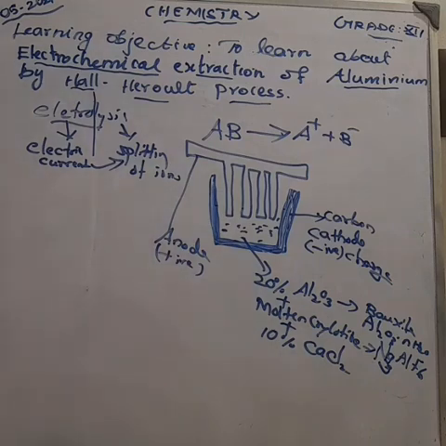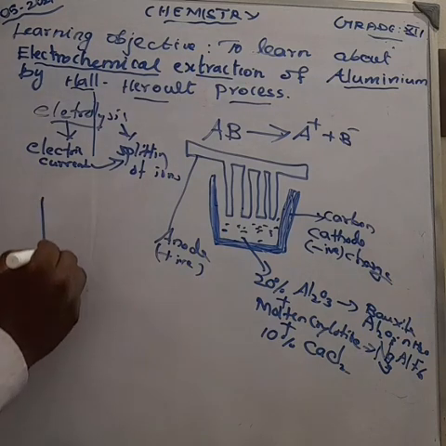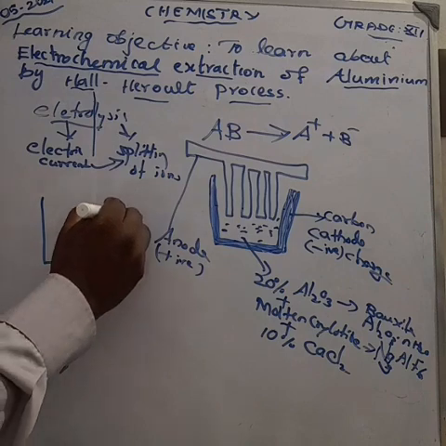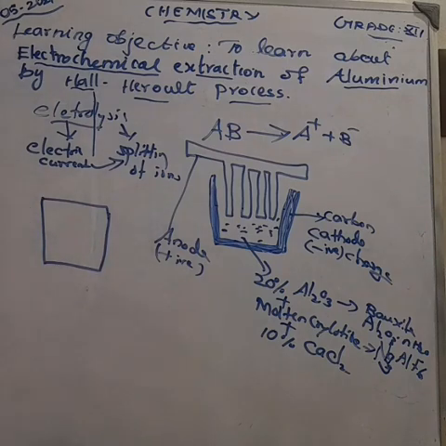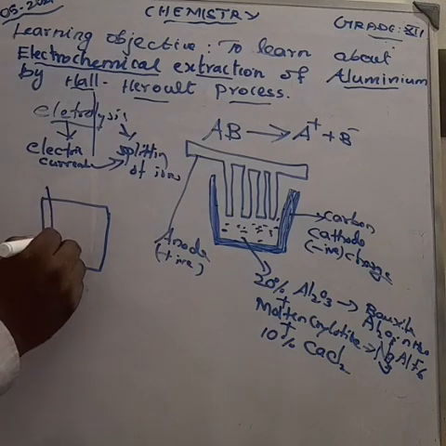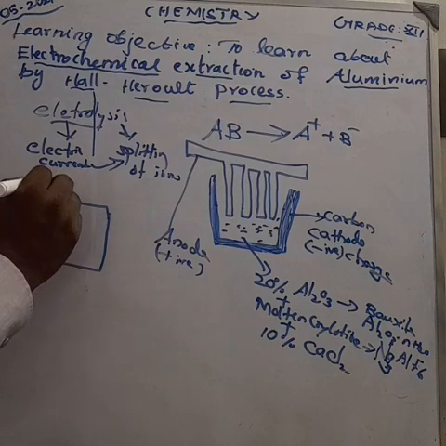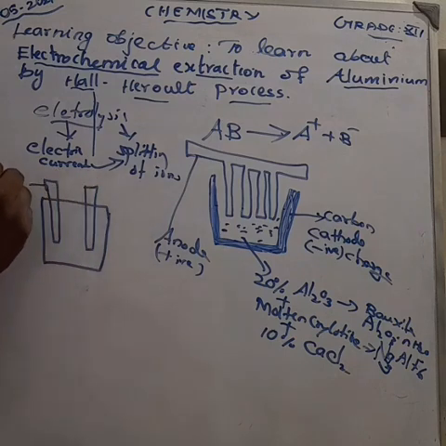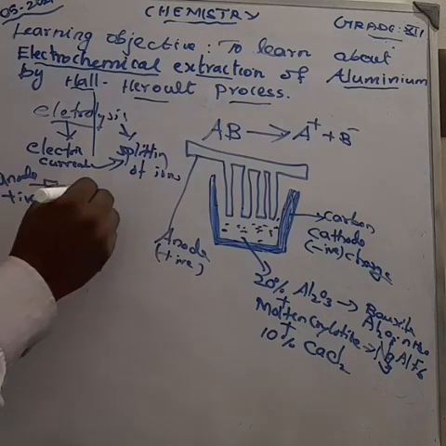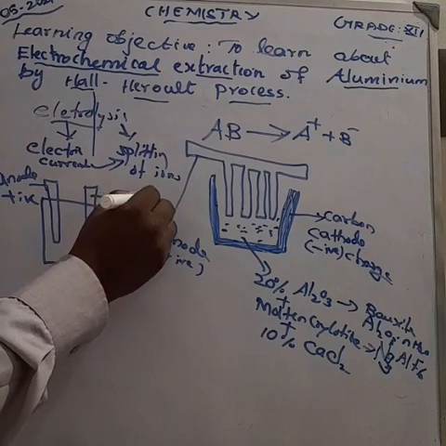In the lower section, we may learn about electrolysis in general. We simply take a tank, maybe an iron vessel or any vessel, with two electrodes. One is the anode, whose charge is positive, and the other is the cathode, whose charge is negative.